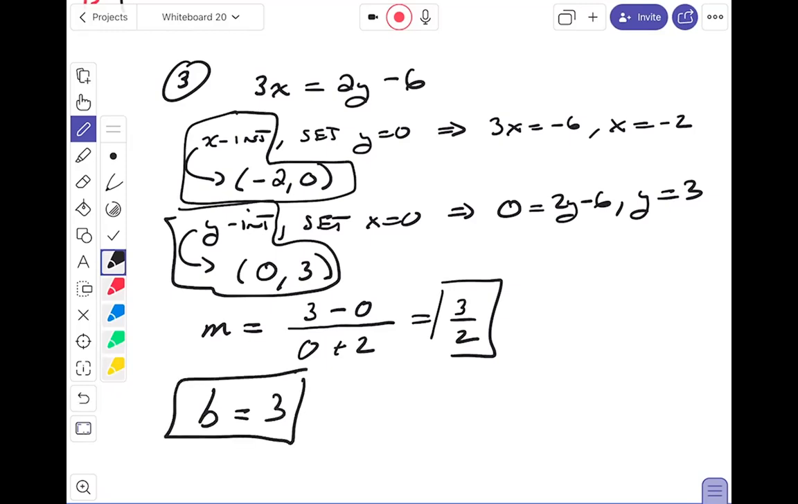All right. You can look at the answer key. We are going to do this slightly different, and I want to see if I got the right answers. What did they say? M is 3 halves. We got that right. What did they say? B is 3. We got that right. What did they say the x-intercept is? Minus 2, 0. We got that right. What did they say the y-intercept is? 0, 3. We got that right.